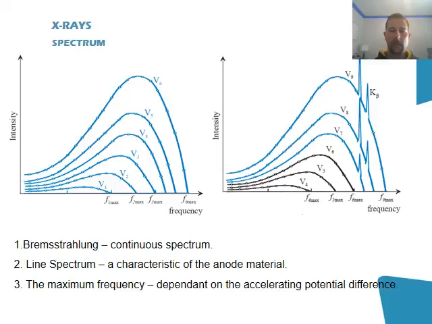Now, the third characteristic is the maximum frequency. Now this is dependent on the accelerating potential difference. So when the electrons cross that gap, they have a certain amount of energy. Now the maximum frequency of an X-ray emitted has to be equal to the maximum frequency of the electron that's crossing that gap due to the conservation of energy law.